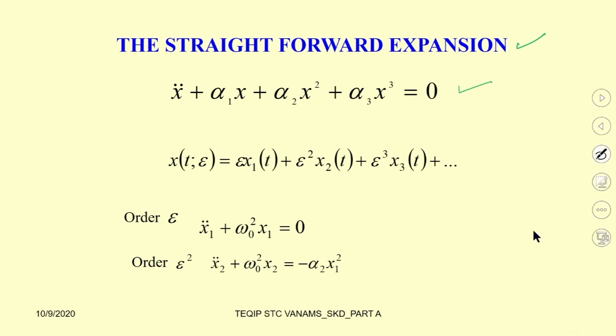Let us take a generalized case, that is x double dot plus alpha 1 x plus alpha 2 x square plus alpha 3 x cube equal to 0. This is a Duffing equation with quadratic and cubic nonlinearity. The solution x we can write equal to epsilon x1 plus epsilon square x2 plus epsilon cube x3. Here epsilon is a bookkeeping parameter.